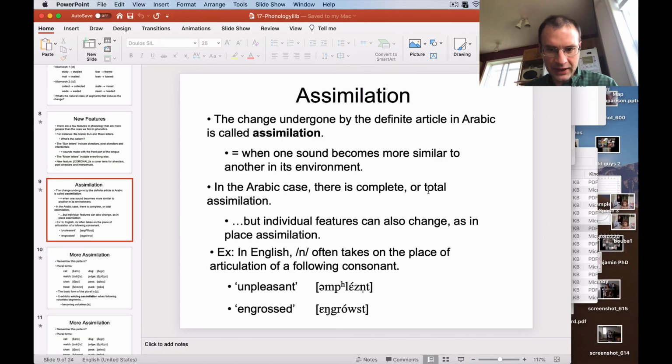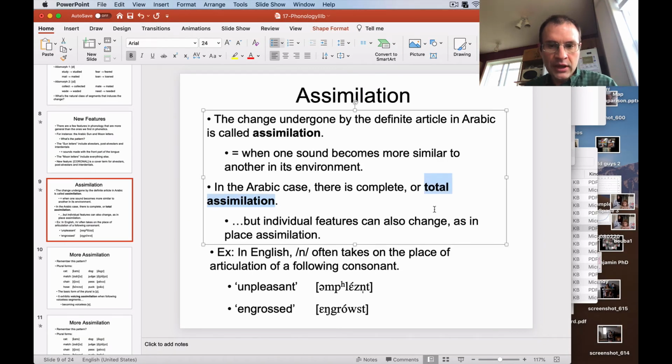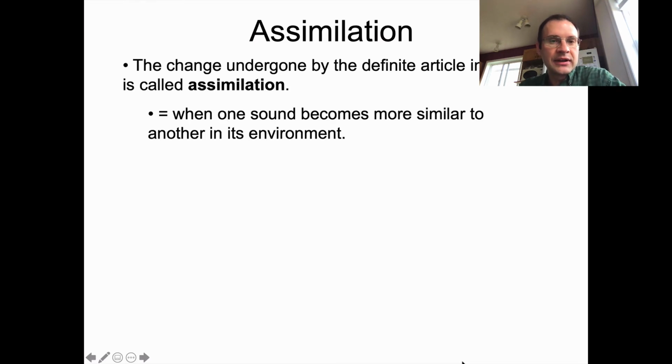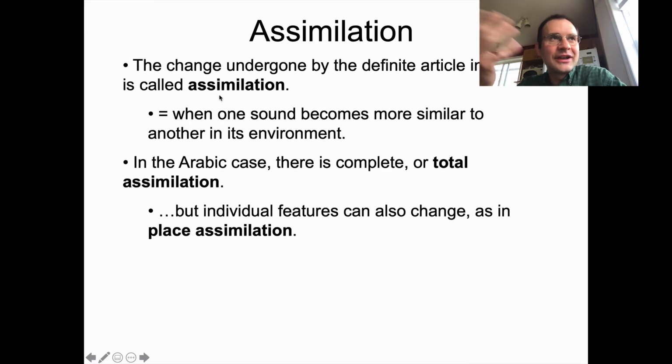I can sort of highlight this as well. And what total assimilation means is that you have the entire sound changing to be identical to a sound in its environment. You can kind of think of assimilation as if you were to move into a new environment or new country, and then change your way of living such that it assimilates to the way people live in your new environment. That's a term used outside of linguistics in that sense. It means to become more similar to. So you can kind of see the root of similar here.